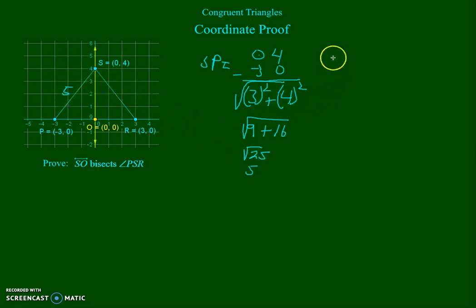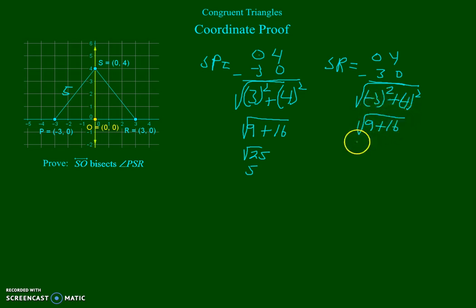Now let's do SR. And we have 0, 4, and this time 3, 0. 0 minus 3 is negative 3. 4 minus 0 is 4. Square, add, square root. Again, we have 9 plus 16, square root of 25, which is, again, 5. So yes, in fact, these sides are congruent. So therefore, I can say that this angle is congruent to this angle.